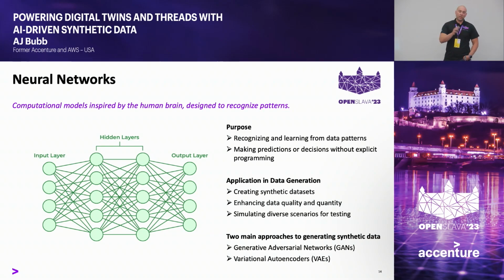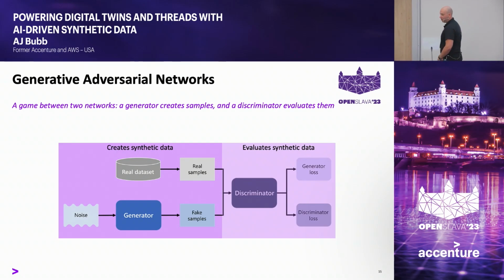So let's go back to synthetic data. There's two main approaches for generating synthetic data, and that is the generative adversarial network and the variational autoencoder. If you were in the previous artificial intelligence talk, you might have heard these two, but we didn't really get into a deep dive of those. So that's what we're going to do now.